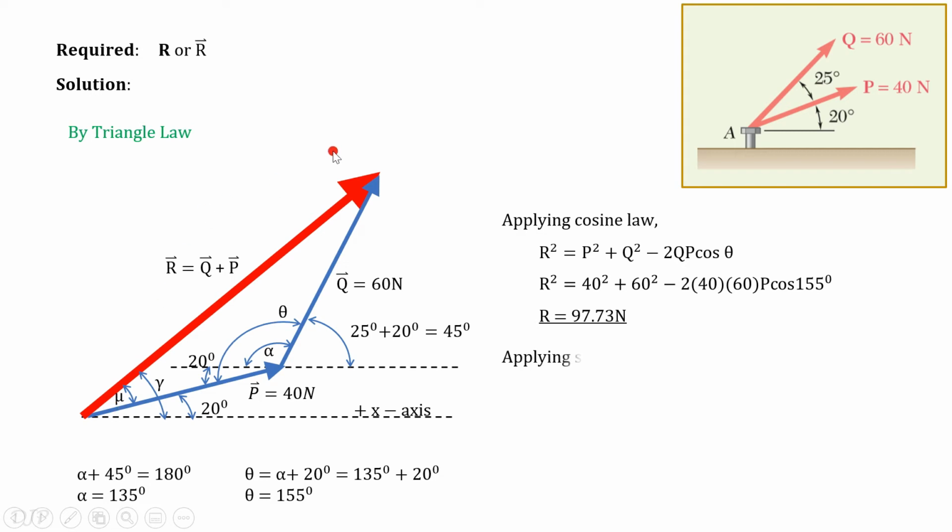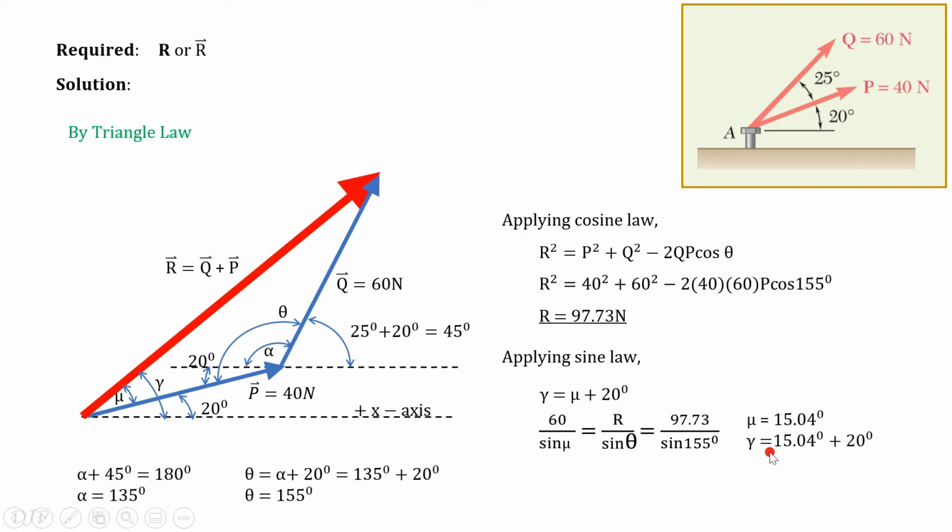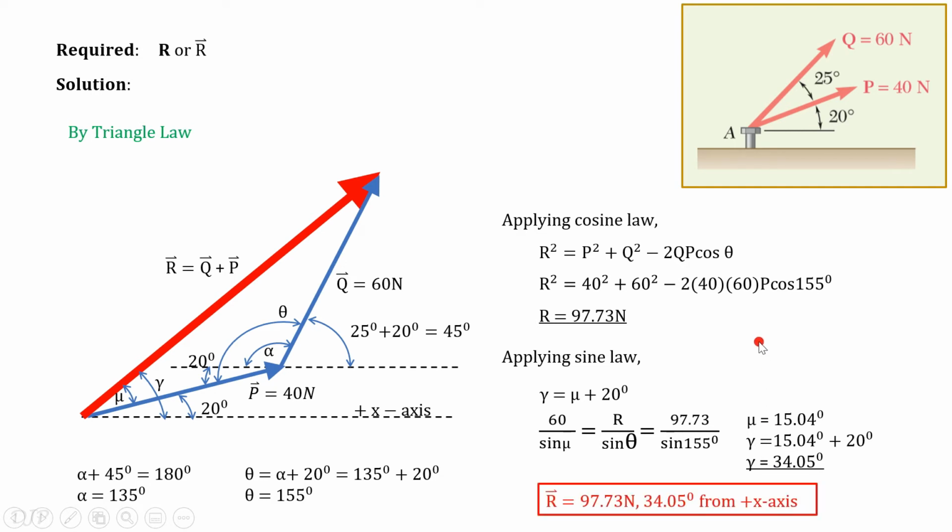This mu can be solved by applying sine law, and take note that gamma is equal to mu plus 20 degrees. So by sine law, 60 newtons all over sine mu is equal to R all over sine theta, the angle opposite the resultant, or in other words, 97.73 all over sine 155 degrees. With this equation, we get the value of mu, 15.04 degrees, and this gives us the value of gamma by substituting to this equation that gamma is equal to 34.05 degrees. Thus, our resultant is equal to 97.73 Newton, 34.05 degrees from positive x-axis.